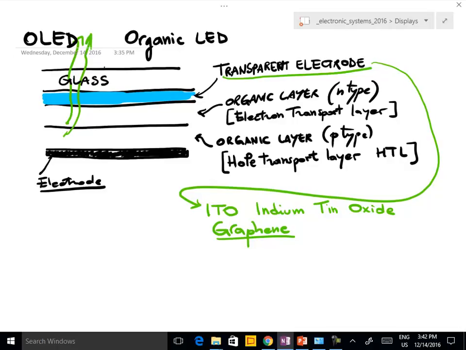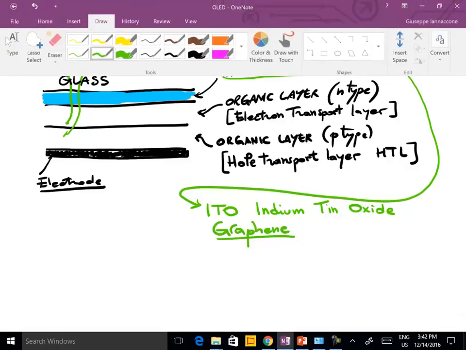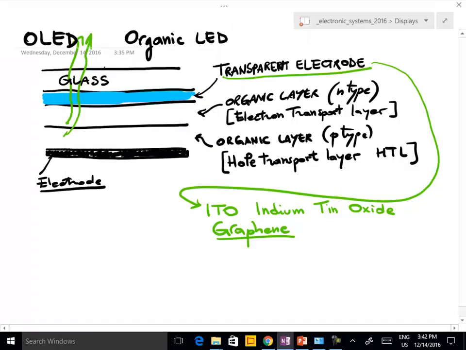Okay. Now, what is this organic material that is used for the LEDs? So just to mention the two different categories at least. There are two different types of LED. One that is based on small molecules.